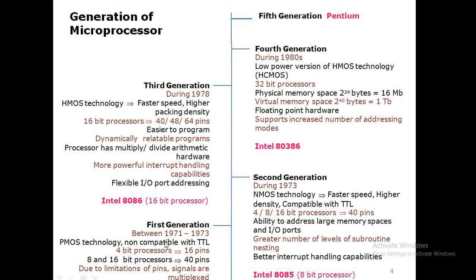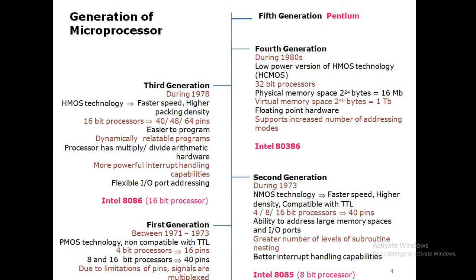In first generation processors, the limitation is the number of pins. So, due to the number of pins being less, the signals are multiplexed. In first generation microprocessors, you can see the 4-bit processor is Intel 4004, and the 8-bit processor is Intel's 8008.